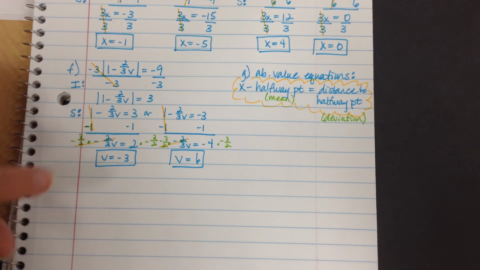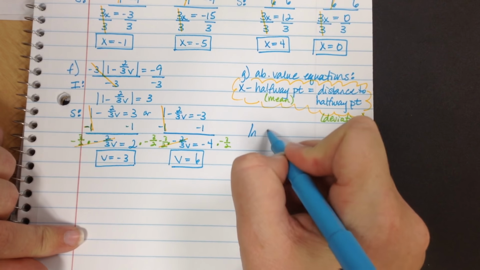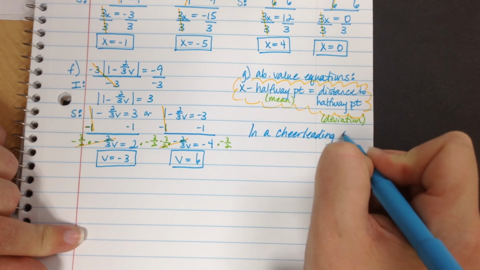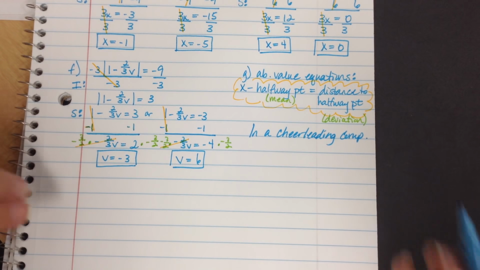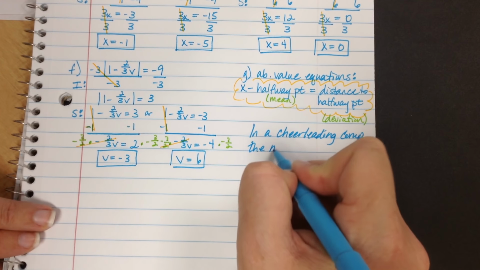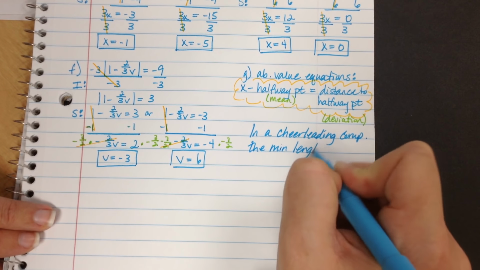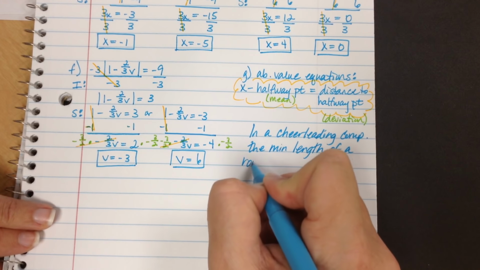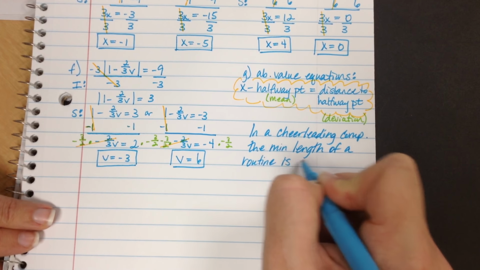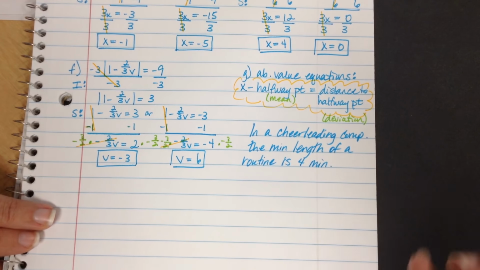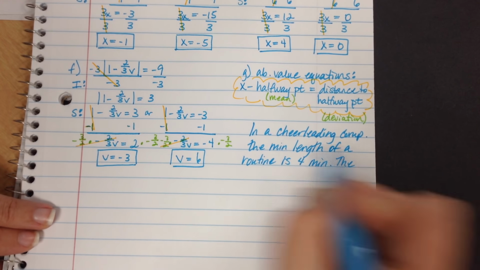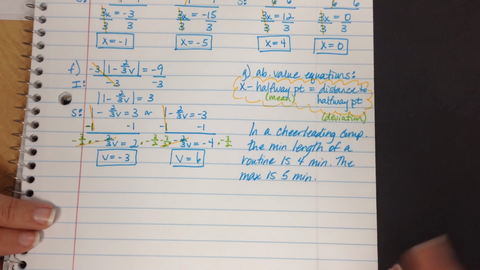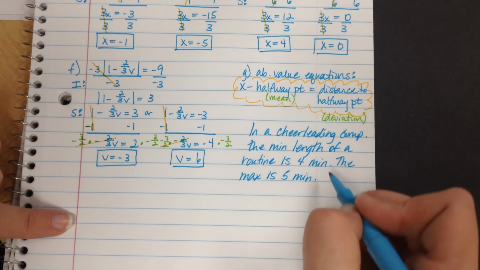All right, this is a word problem, so you're going to want to write this down. In a cheerleading competition, the minimum length of a routine is 4 minutes. The max is 5. Write an absolute value equation that represents this.